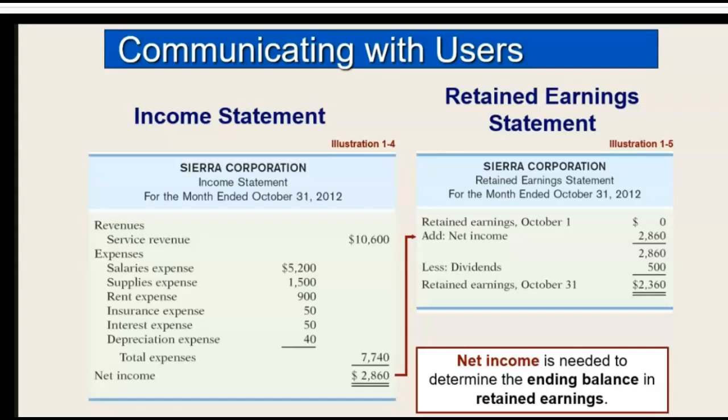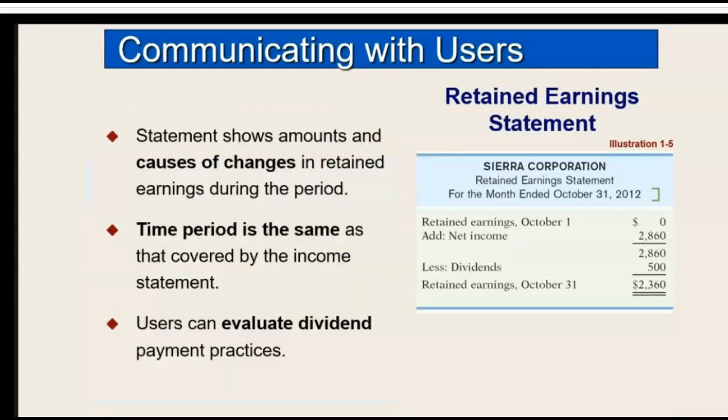In this case, just a portion. They're going to pay 500 back to the shareholders, and the company is going to keep or retain the rest, which is 2,360. Now that 2,360 belongs to the corporation, but the corporation is owned by the shareholders. So in effect, it is part of the shareholders. So you see, the statement shows the change in time from October 1st to October 31st.